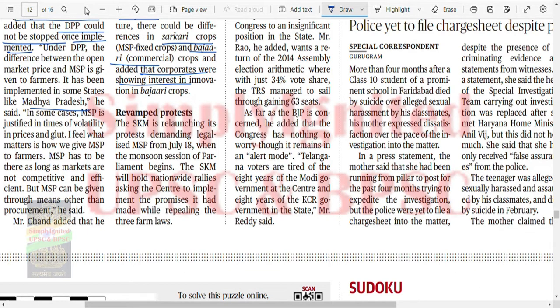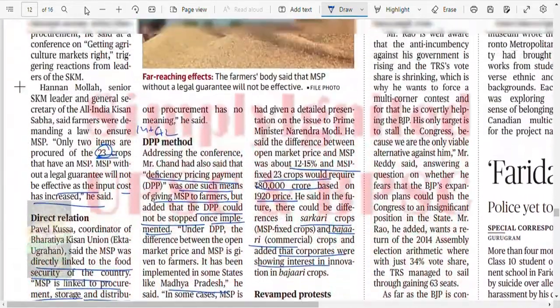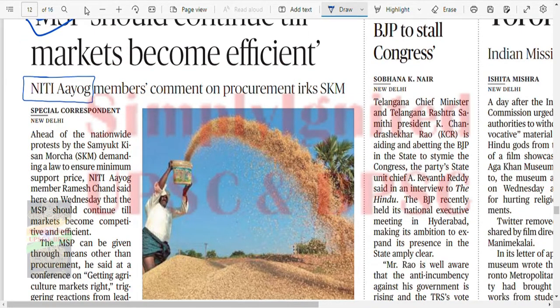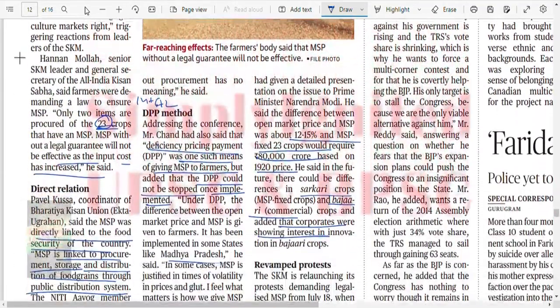When monsoon season of the parliament begins, the SKM will hold a nationwide rally asking the centre to implement promises it has made while repealing the laws. Okay, so look, Niti Aayog is actually talking sense, in my opinion. Yes, there are other ways also. MSP plus other ways will lead to diversification of payment avenues. This will also be useful in tackling WTO claims that India is giving undue advantage to farmers. So these things would be better for us.